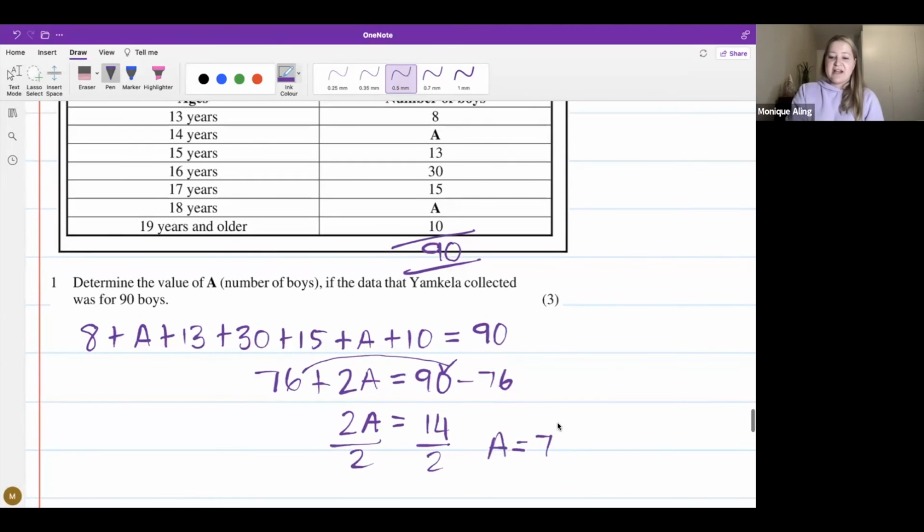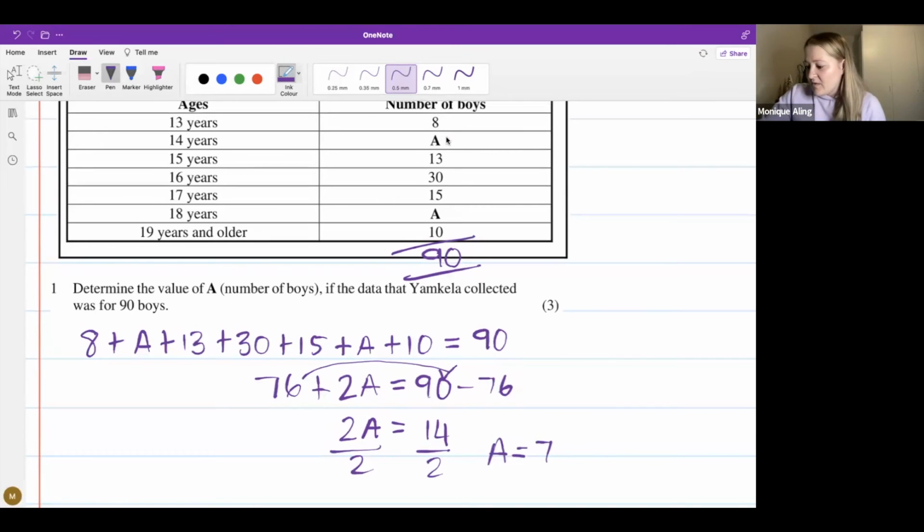So we can replace 7 wherever we see A over here. And if we add up all of these numbers, we will get to 90. Again, there's various ways you can do it. So if you did it differently but got the same answer, that is perfectly okay. And I see a lot of you did say 7. So that's amazing.